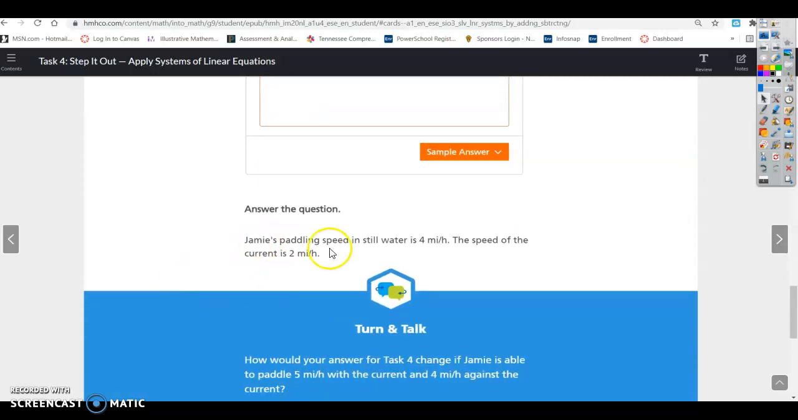All right, so Jamie's paddling speed in still water is 4 miles per hour, and the speed of the current is 2 miles per hour. All right, that's all for task 4. If you have any questions, let me know.